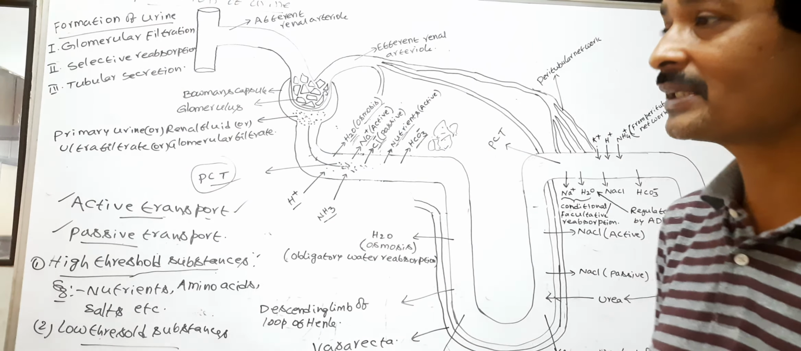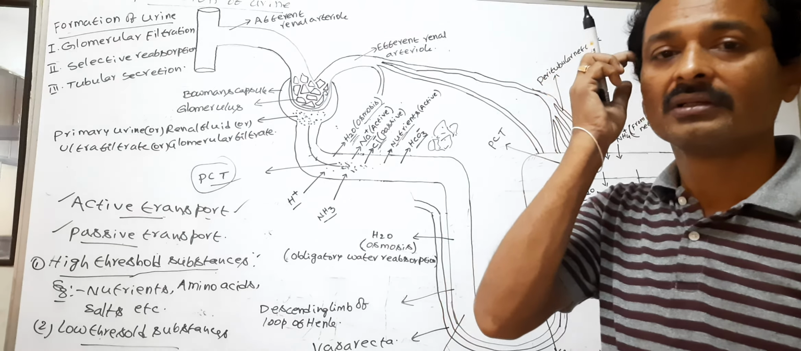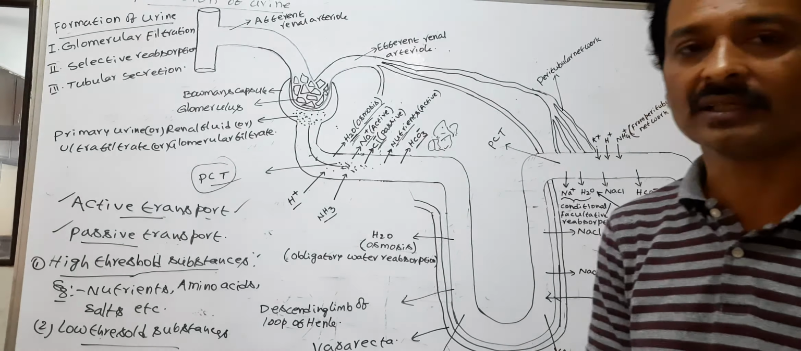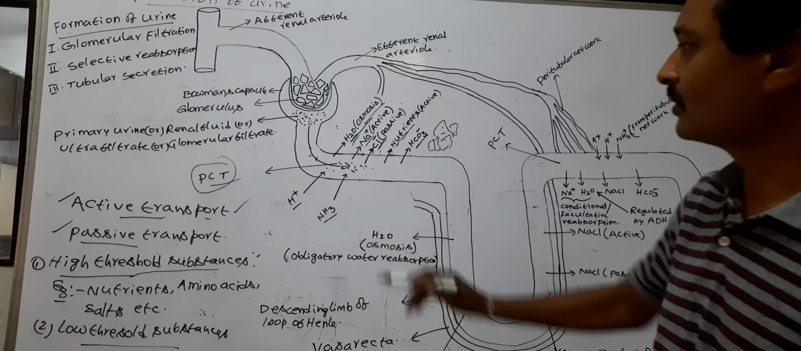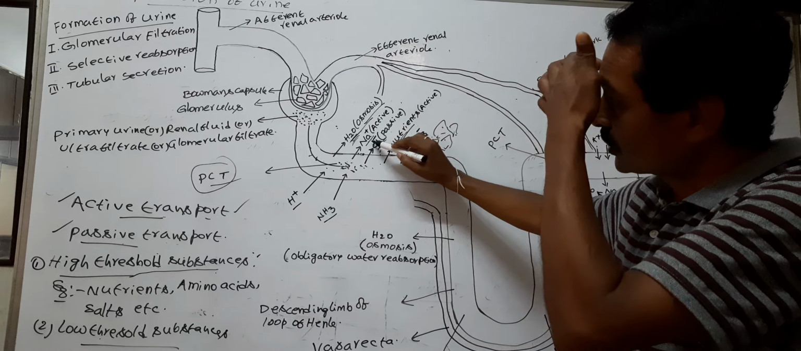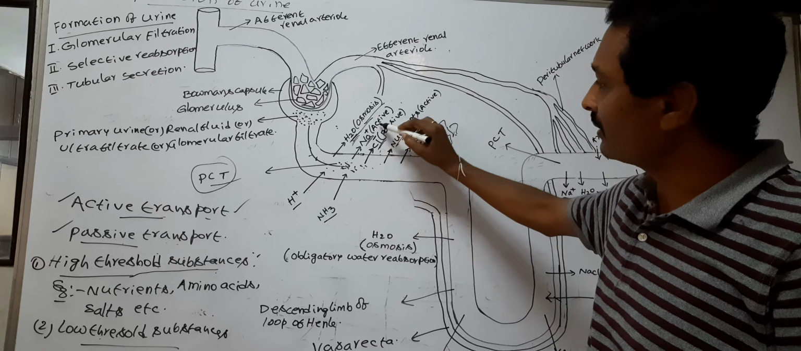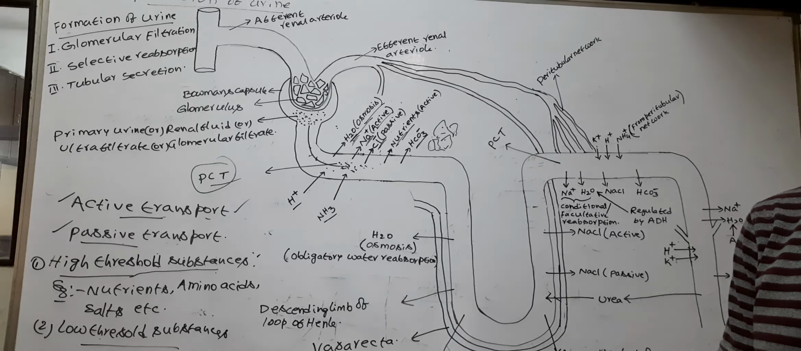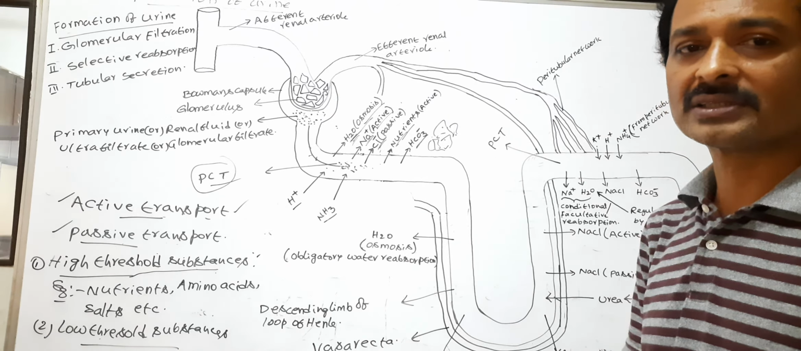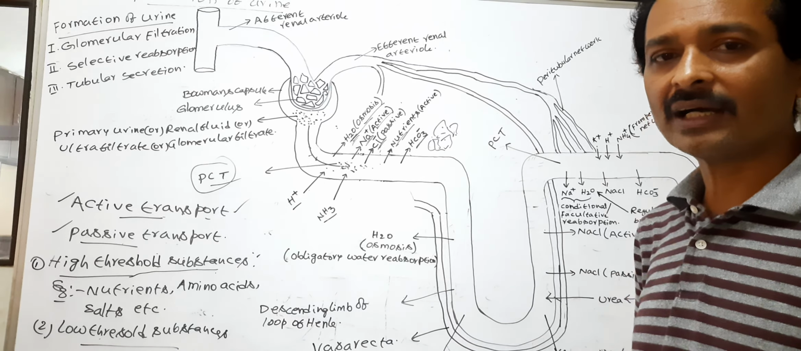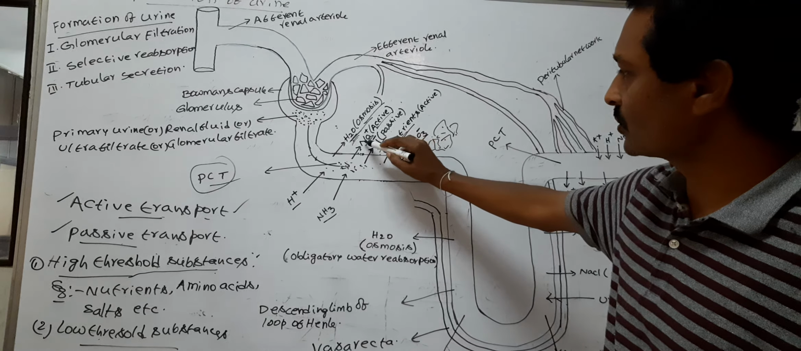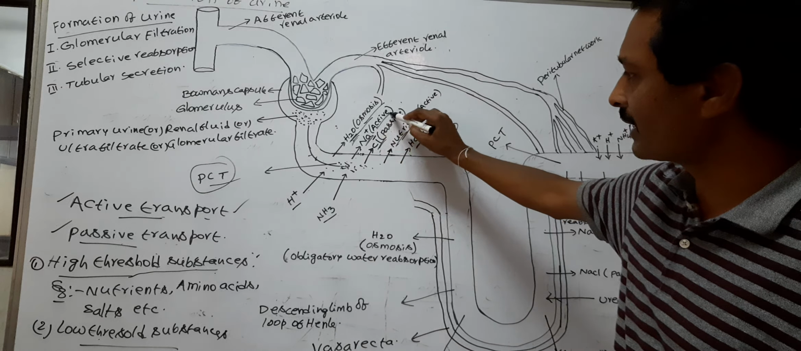Osmosis means the molecules travel from low concentration to high concentration. So water is reabsorbed by osmosis. Next, sodium ions are reabsorbed by active transport. Active transport means the biomolecules or biochemicals are transported from the area of low concentration to the area of high concentration. So sodium ions are transported by active transport.